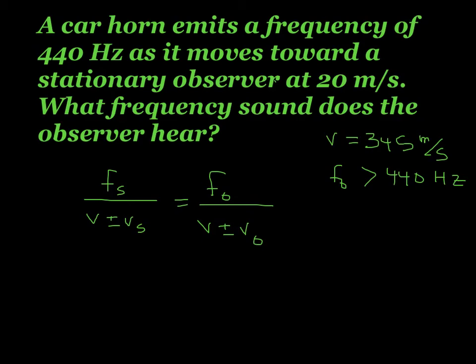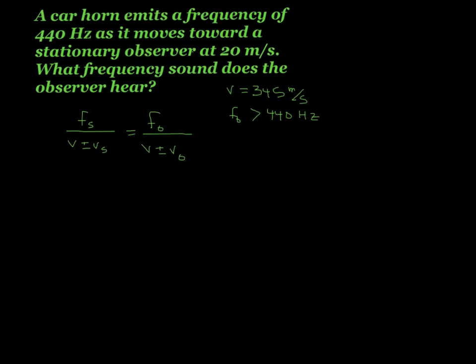All right, so let's set this up. The frequency of the source: it emits a frequency of 440 hertz, so 440 is our source frequency. We're going to just use 345 meters per second for the speed of sound. Remember that changes with temperature. It changes with the material it's traveling through. This is the speed that we used in our pipes. We'll use that.